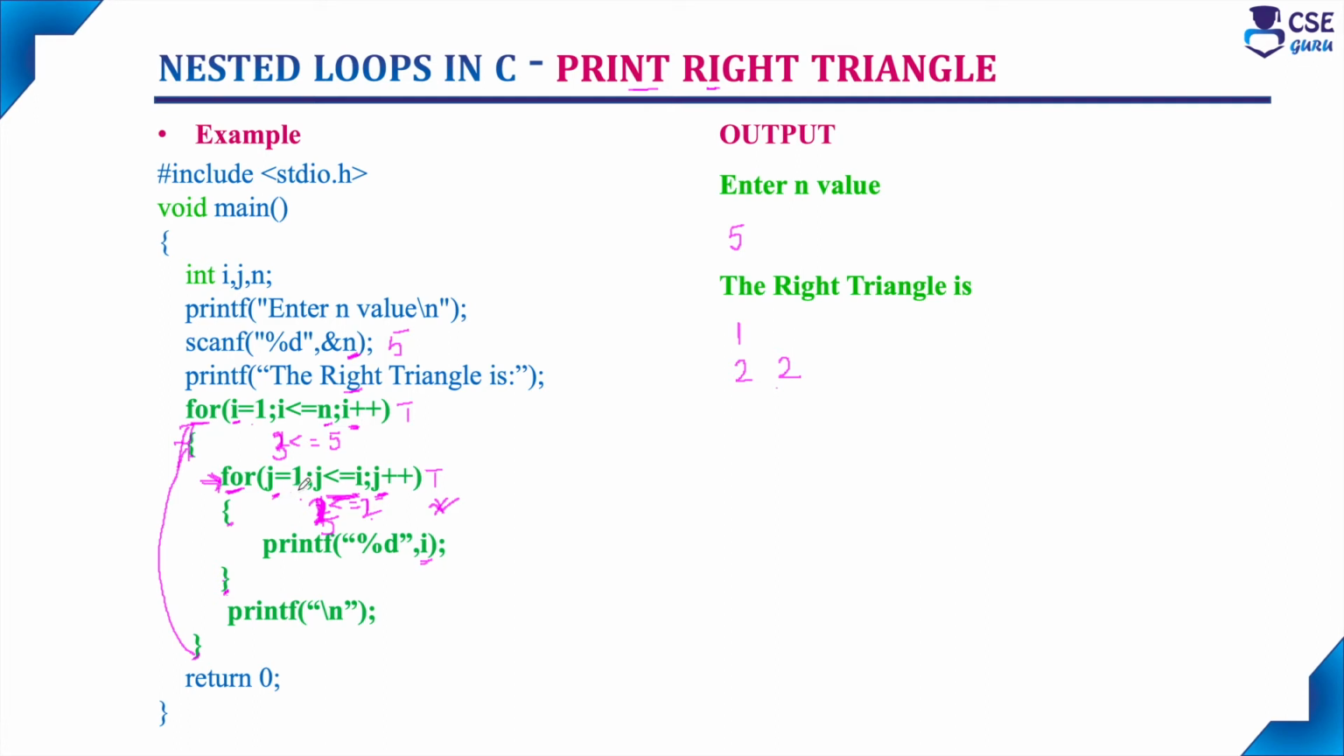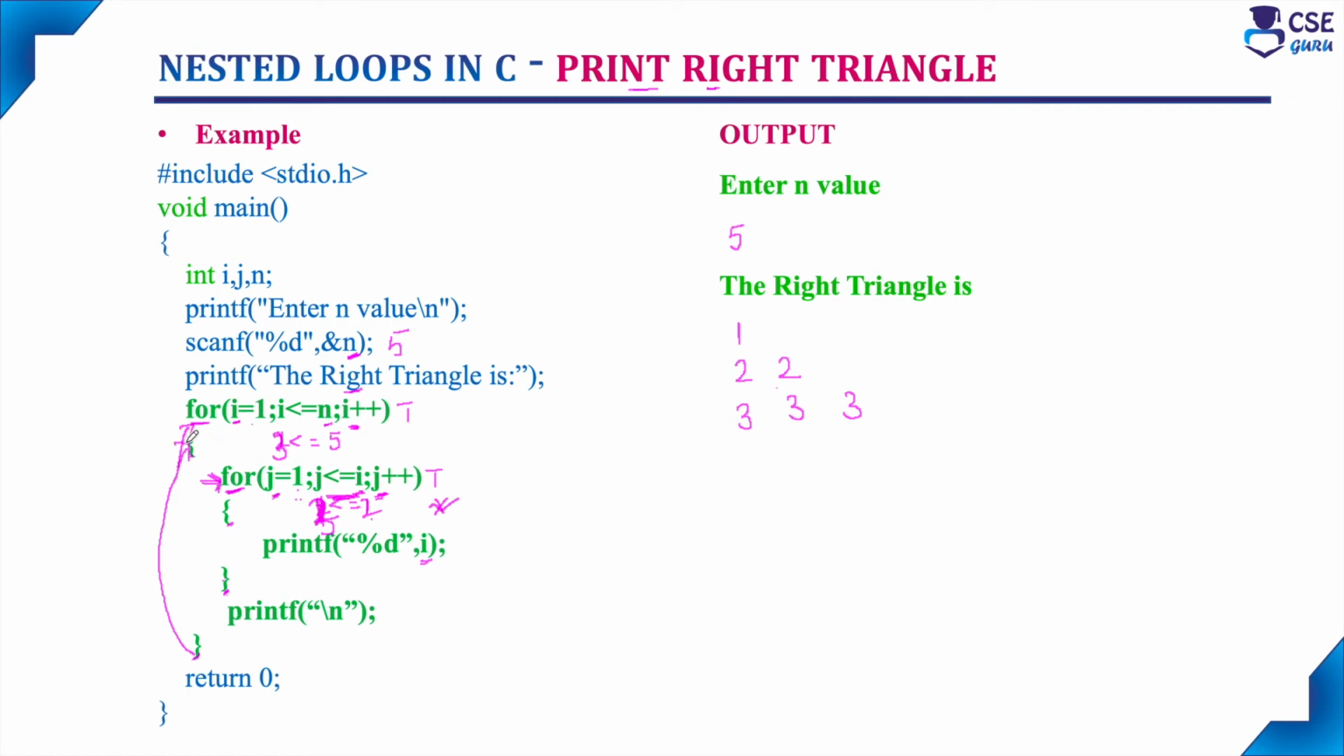So when j is equal to 1, check the condition 1 less than or equal to 3. i value is 3 now, so it will print i value 3. And when j is equal to 2, 2 less than or equal to 3, condition true. Again it will print 3. When j is equal to 3, 3 less than or equal to 3, again it will print 3. Then when j is equal to 4, condition fails. So the inner for loop will terminate.